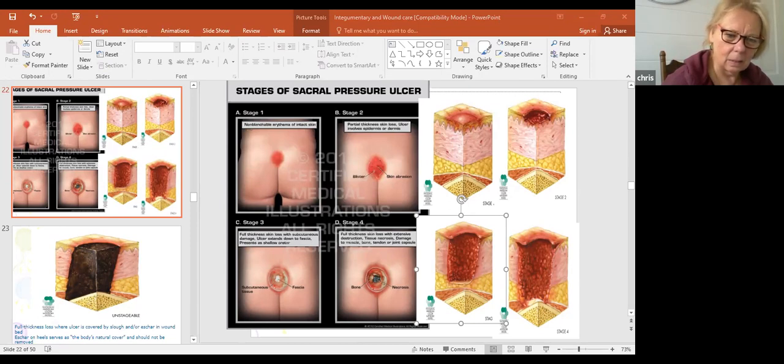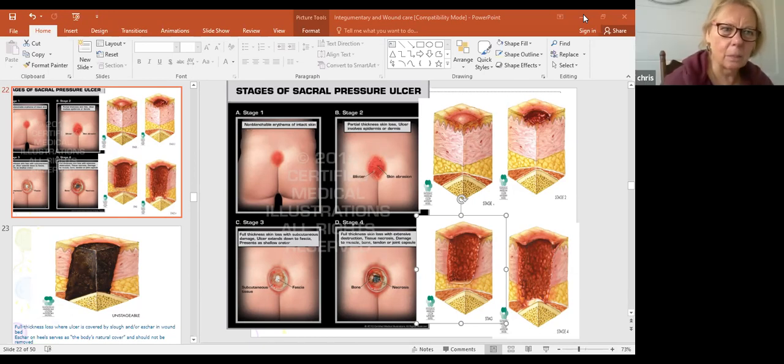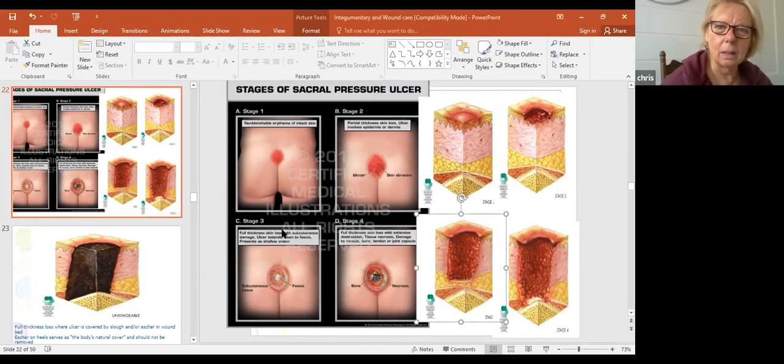A stage 3 pressure ulcer involves full thickness tissue loss. Subcutaneous fat may be visible, but bone, tendon, or muscle are not exposed. Slough may be present, but does not obscure the depth of tissue loss. Stage 3 pressure ulcers may include undermining and tunneling. A stage 4 pressure ulcer involves full thickness tissue loss with exposed bone, tendon, or muscle. Slough or eschar may be present on some parts of the wound bed. A stage 4 pressure ulcer often involves undermining and tunneling.